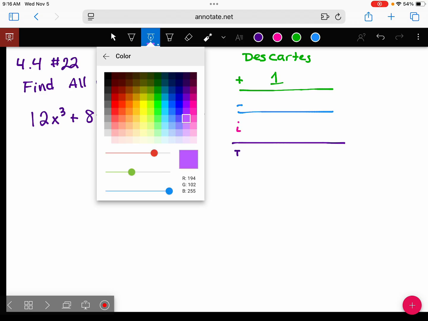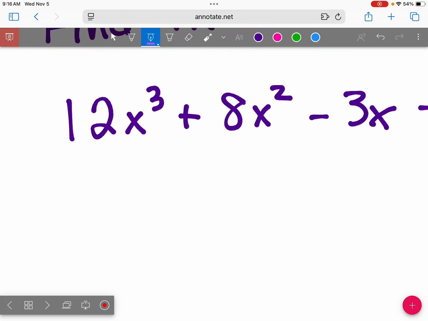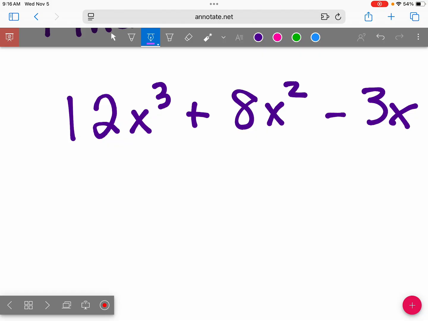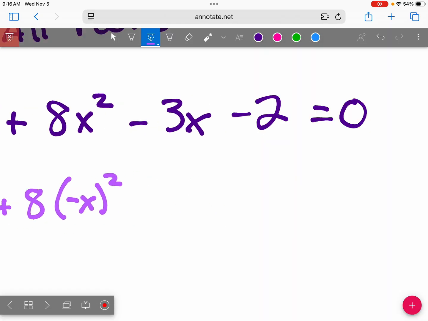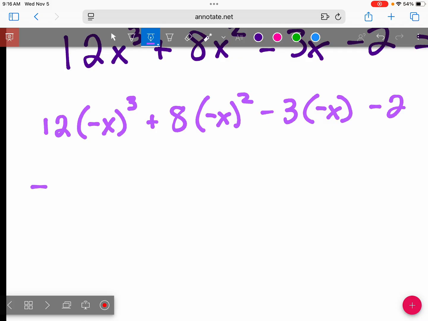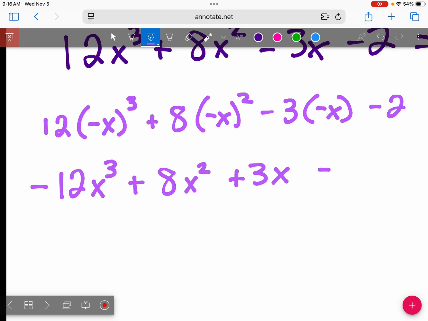To figure out if we have a negative root, that's when we're going to substitute in that minus x. And if we do this in a couple of steps, that's totally okay. I'm going to write it a little bit small. So we're going to have our 12 with our minus x cubed plus 8 with our minus x squared minus 3 times our minus x minus 2. And when we simplify that, we're going to have our minus 12x cubed plus 8x squared plus 3x minus 2. So how many sign changes do we have in that version?